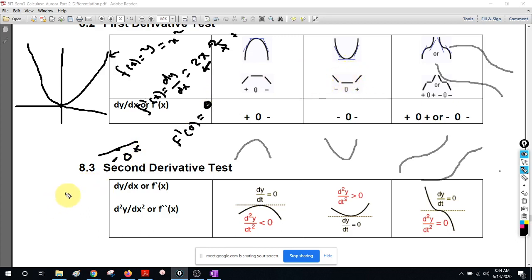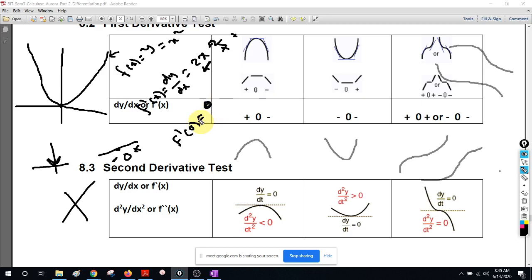So that means I can draw something like this, right? For the y equal x squared graph, I definitely know that at x equals 0, I have something like this, because I got it from the first derivative test. Okay. So let's take another example.